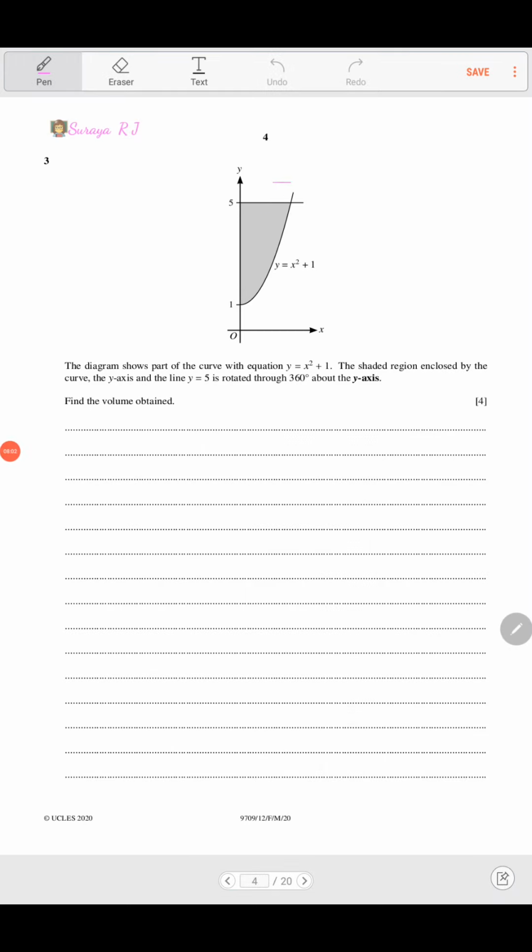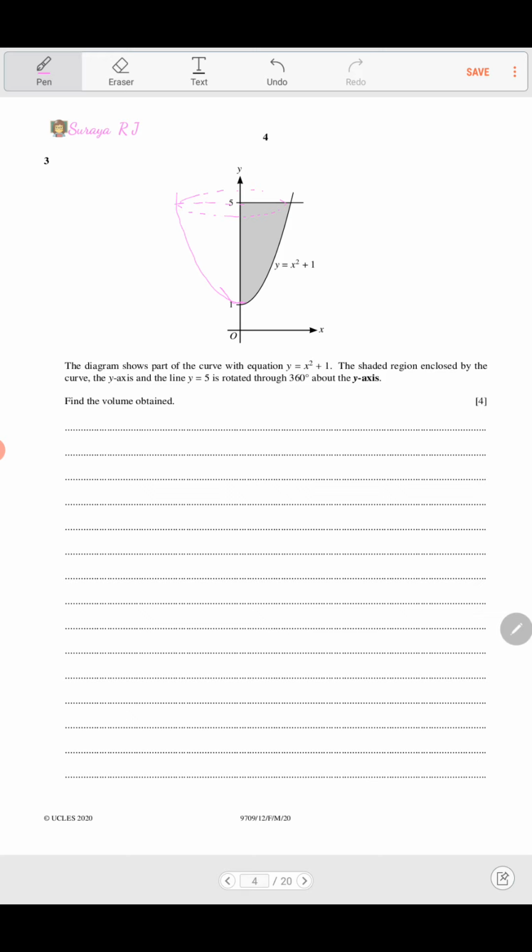So this is the enclosed region bounded by the curve, by the y-axis, by the line y is equal to 5 and y is equal to 1. So when this region is rotated 360 degrees about the y-axis, we obtain a 3D object. This 3D object is called a solid of revolution. And now we have volume.